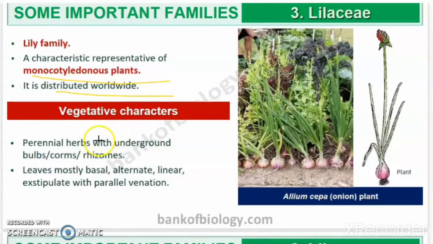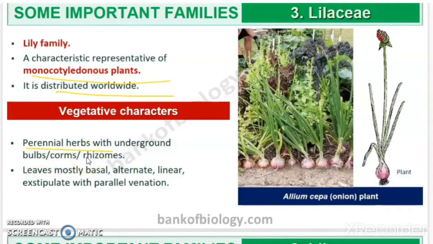Now coming to the vegetative characters of this Liliaceae family, they are perennial herbs. Okay, what are they? They are perennial herbs, which means that year after year they will be producing flowers and other things which are needed in them. And these will be with underground bulbs or corms or rhizomes. So these perennial herbs will have underground bulbs. An example of an underground bulb is the onion plant, right? So they can be in the form of bulbs or corms.